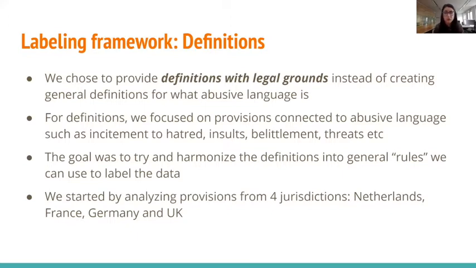For definitions, we focused on provisions connected to abusive language that have topics like incitement to hatred, insults, belittlement, threats, and so on. Our goal was not to transform these provisions into a specific framework, but to try and get the common parts of these provisions and harmonize them to create some rules that our annotators could use to label the data. For this, we analyzed provisions from 4 jurisdictions: the Netherlands, France, Germany, and UK.